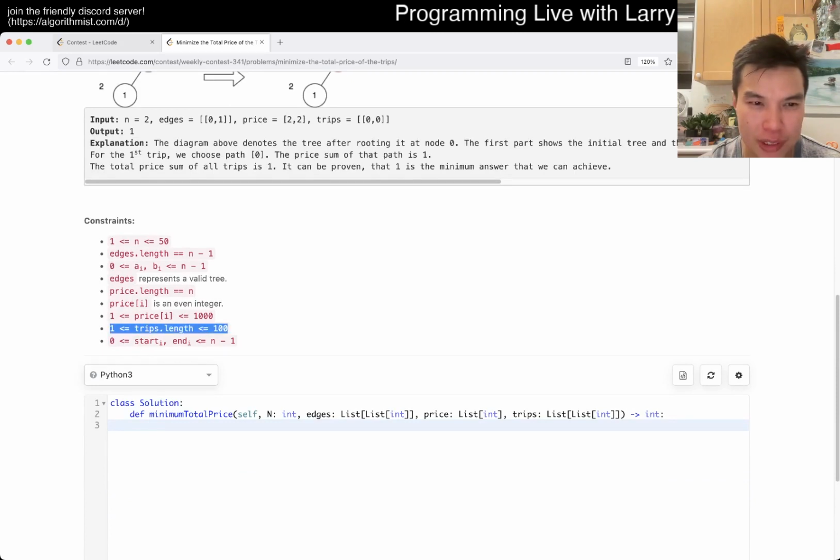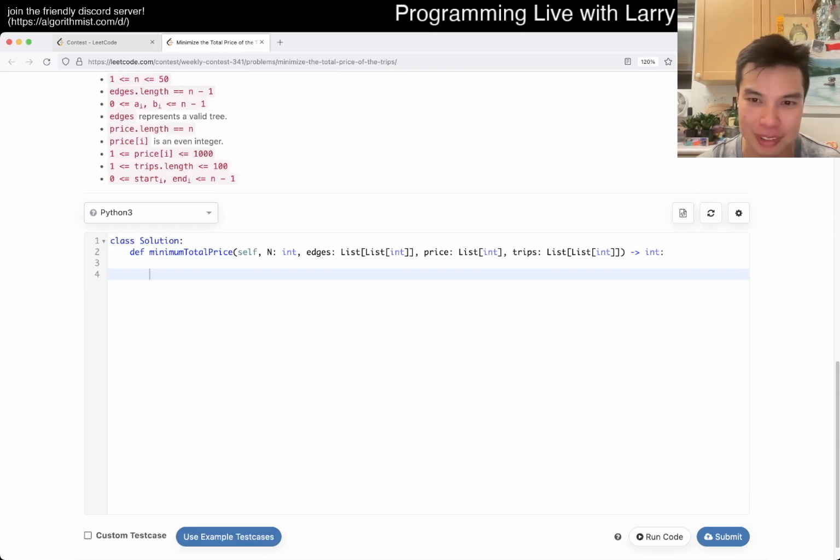There's 100 trips, 50 squared for DFS or BFS. So 50 squared is 2,500, times 100 is 250,000. Okay, should be okay, but if not, we're just gonna use C++.